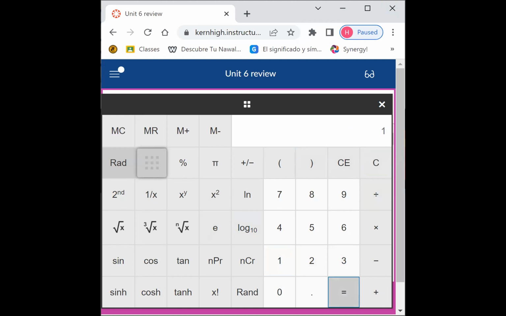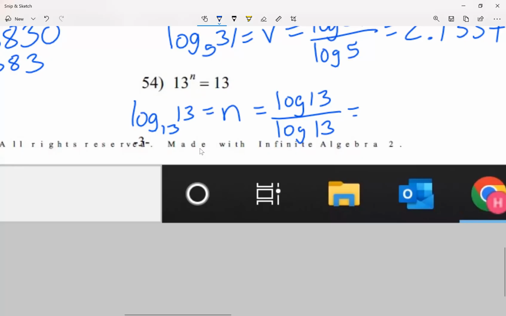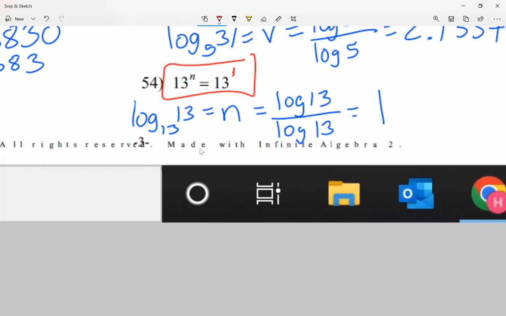I mentioned yesterday that when the base and the number are equal, this is 1. Some of you might have even seen it. Let me come back to the question. You guys said 13 to the n is the same thing as 13 to the 1. So n is equal to 1. You guys are using the same base. Fine, that works as well. However, you guys can solve it. So n in this case is 1.